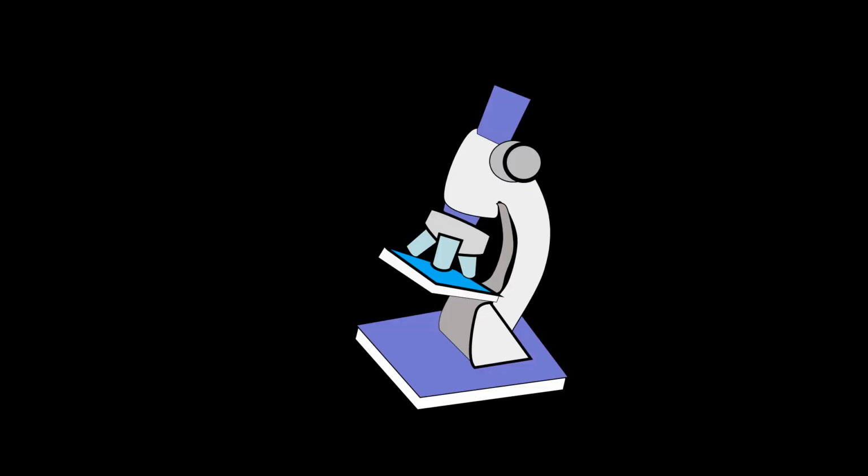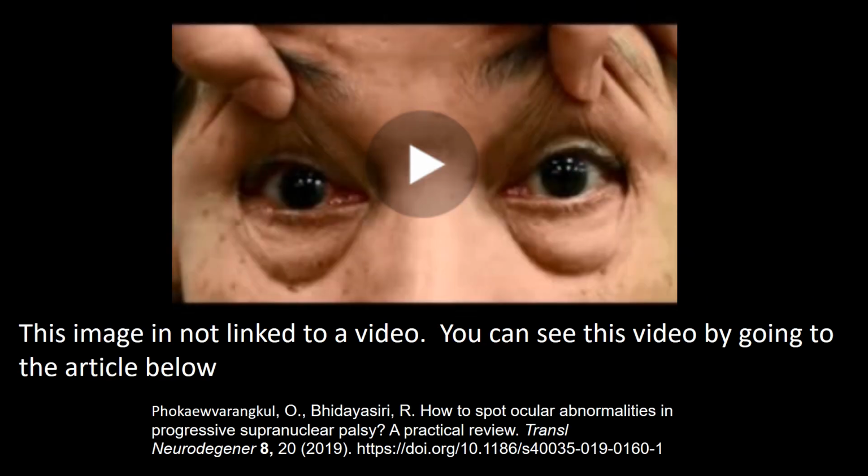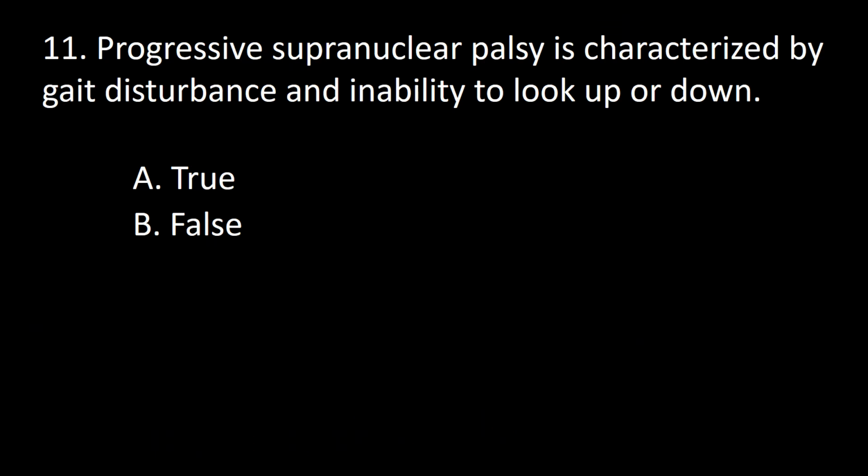The pathological changes found in these patients, as we previously mentioned, explain the MRI appearance. In this specimen, all the dark areas represent damage. The damage mainly involves the midbrain tegmentum with a sparing of the tectum and the peduncles. The aqueduct of Sylvius is enlarged. Please view this video by either going to the Clinical Movement Disorders course page, if available to you, or going to the article stated below. So the answer to this question is true.